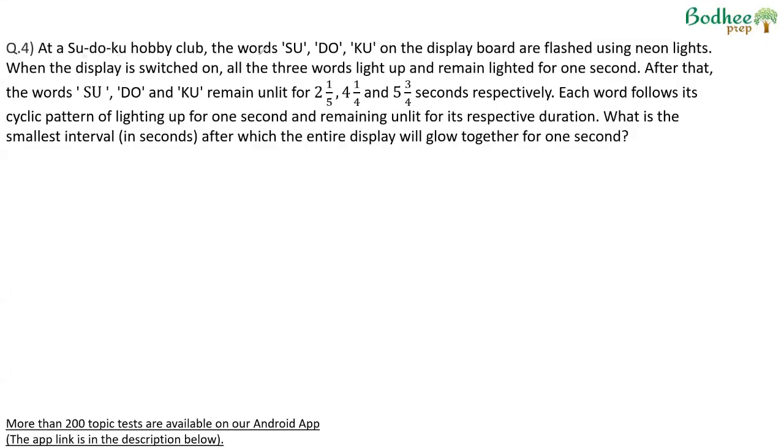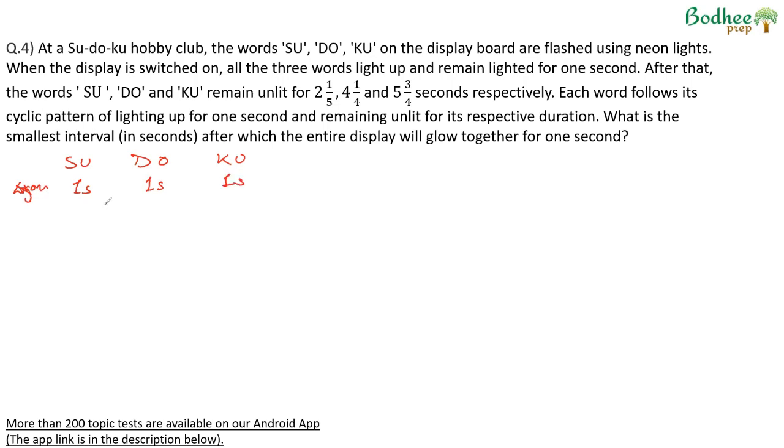At a Sudoku hobby club, the words su, do, and ku on the display board are flashed using neon lights. When the display is switched on, the 3 words light up and remain lighted for 1 second.